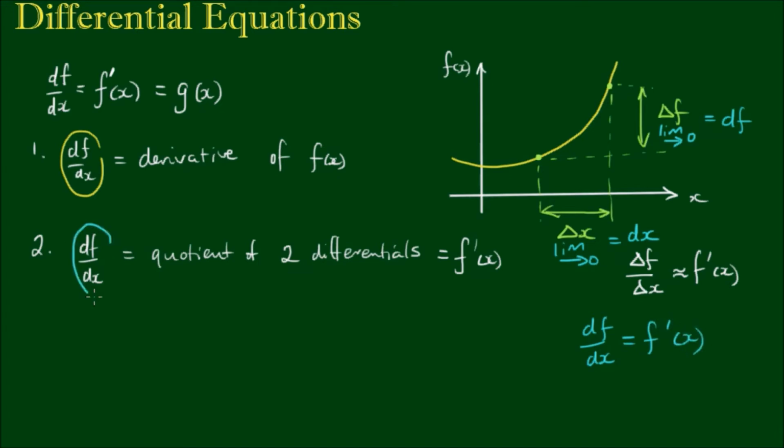So in this scenario, we can treat df on dx as two separate entities, and that means we can separate them, and we can write then the differential of f, df, is equal to the derivative of f multiplied by the differential of x, dx. This is much more useful when we come to solving differential equations. Okay, on to the topic.